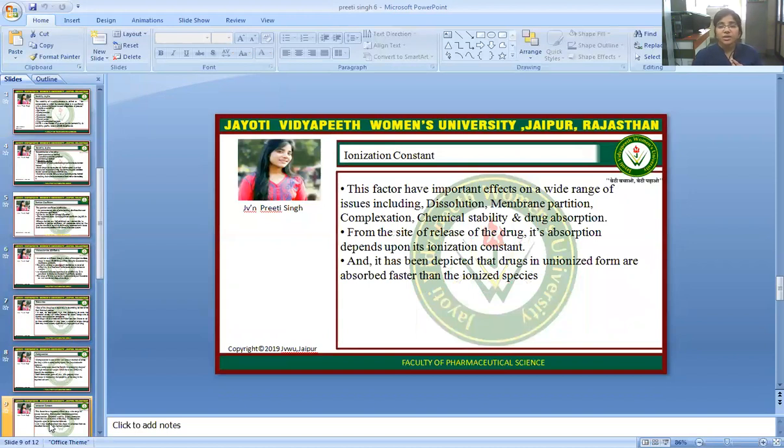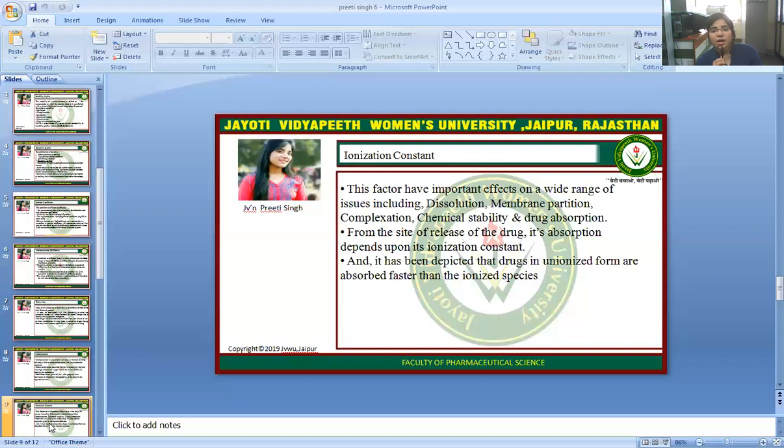And now we come to the ionization constant. This factor has important effects on a wide range of issues, including dissolution and membrane partition. Dissolution is dissolving the drug in the particular solvent. The membrane partition means the diffusivity through the membrane. So complexation, chemical stability and drug absorption from the site of release of the drug depend upon its ionization constant. Ionization constant plays a very important role in the dissolution rate and membrane partition diffusivity.